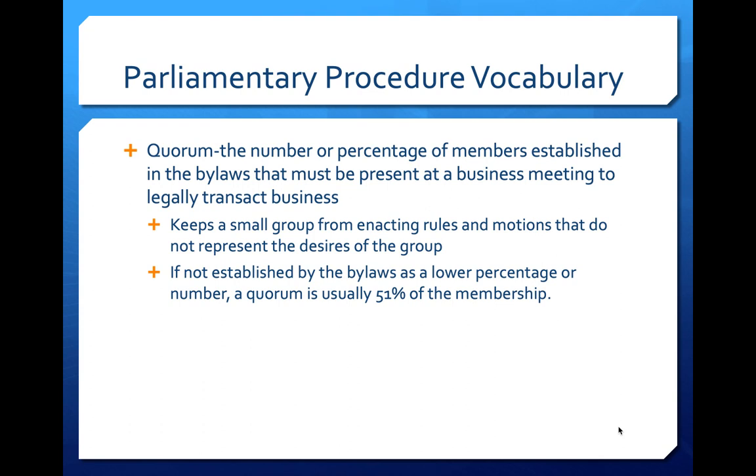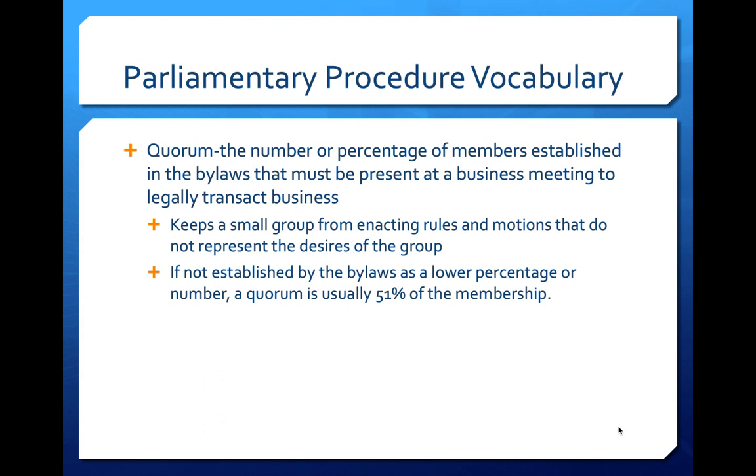When we think about the term quorum, you are basically thinking about the number of people that have to be present at a meeting in order for business to take place. Normally, this is established by the bylaws, but it can be just kind of a general number. A lot of times, it's usually one more than half of the membership.